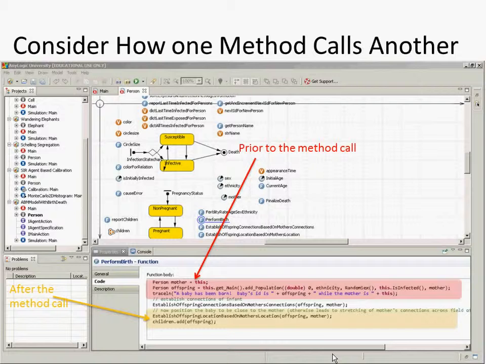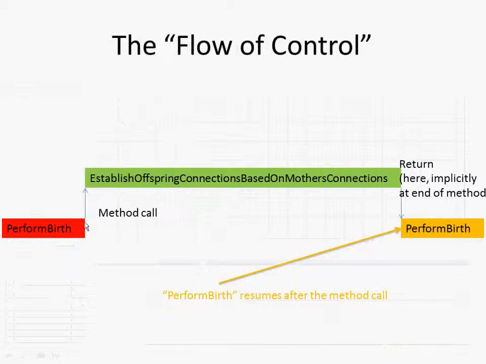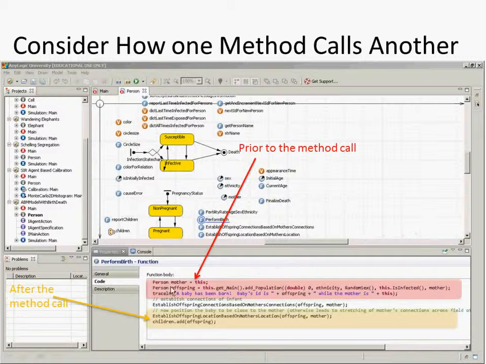So going down here, we're going to be calling this method. What's going to happen? Okay, perform birth is going to call establish offspring connections based on mother's connections, and then it's going to return back to right after the method call. In other words, it's going to call off to this, it's going to be inside of this code, and then it's going to come back to this point. Does that make sense to people?